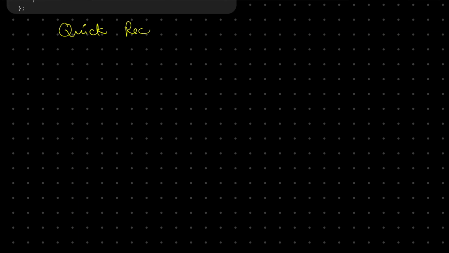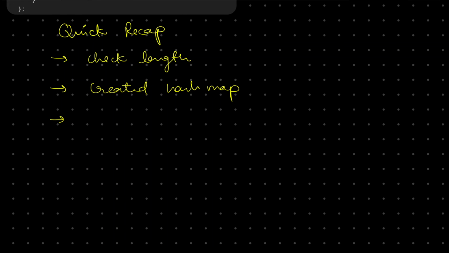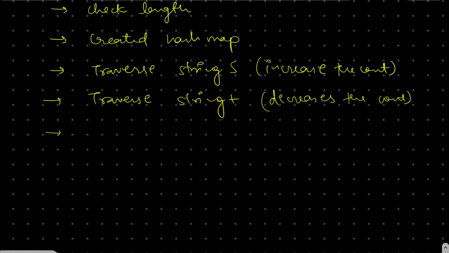So let's do a quick recap. We have done the length check at the starting. Then we have created a hash map. Then we have traversed the string s and increased the count, right? Then in the next step we traversed the string t and decreased the count. And then next we have verified by checking if there is any value that is not equal to 0, then we have returned false.